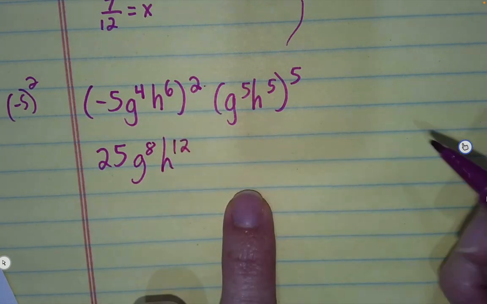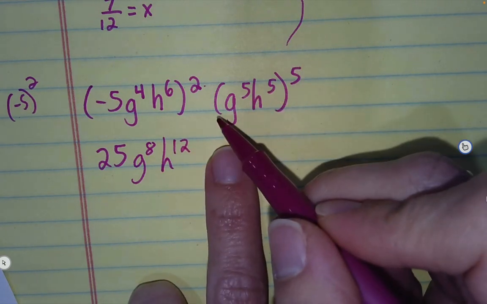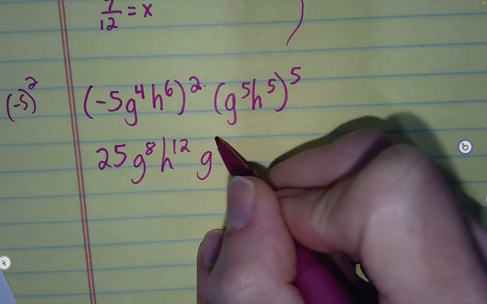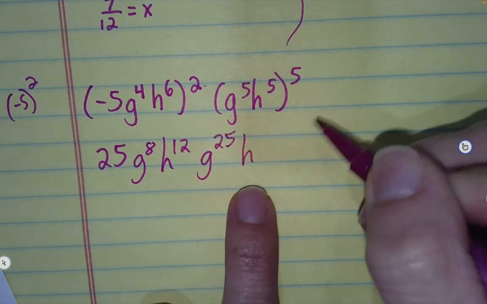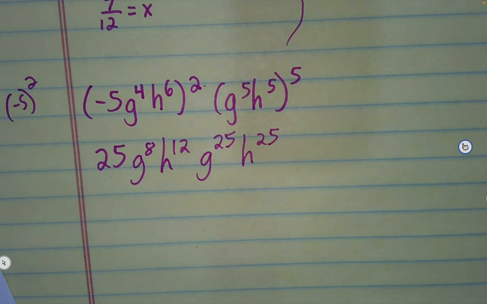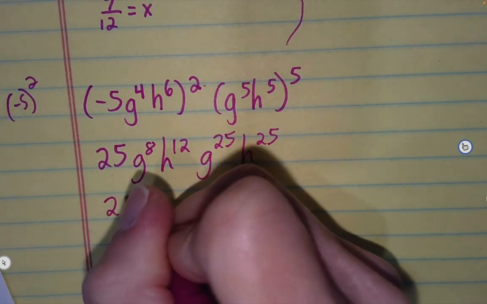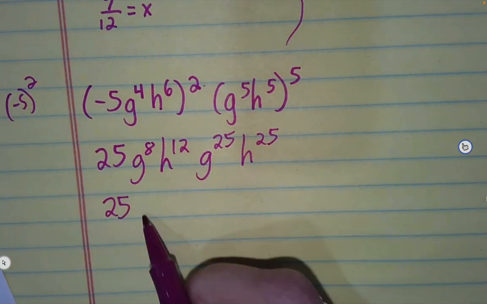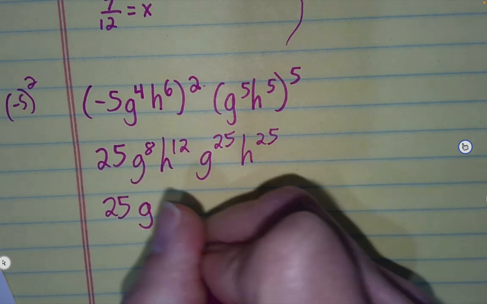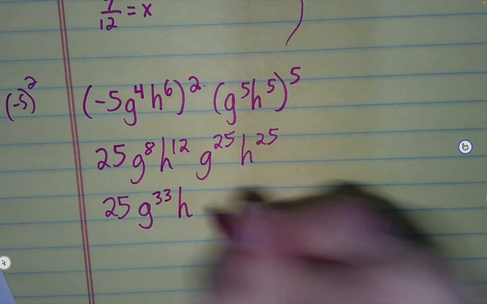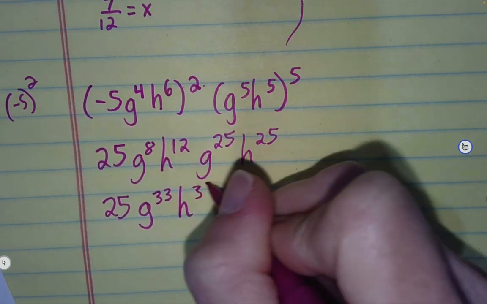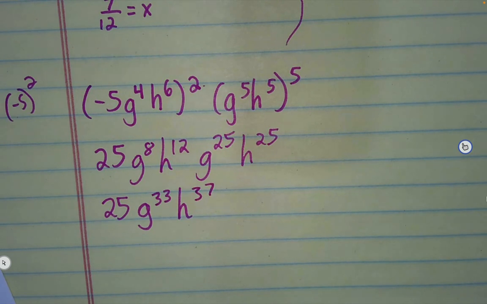Okay, let's keep going. Now I'm going to this one over here. There's no number. So what's g to the 5 times 5? Very good. And h to the 25th. Is everybody okay so far? Now I still got my 25. Bring that number down. And g to the what power? I have 8 and 25. That is 33. H to the 12 and 25 is what? 37. So there's your answer.